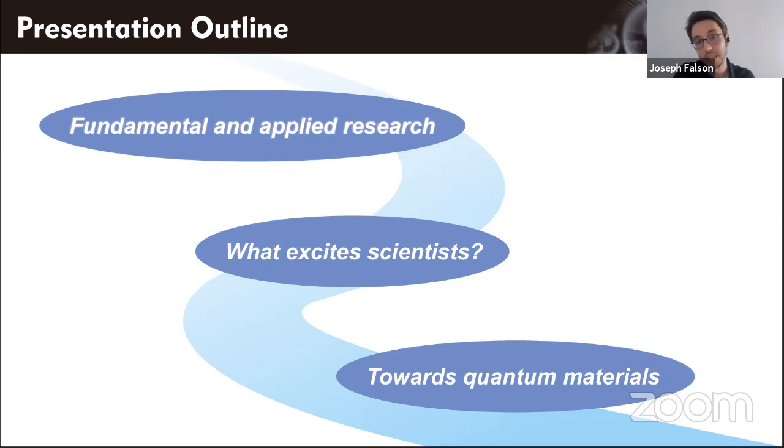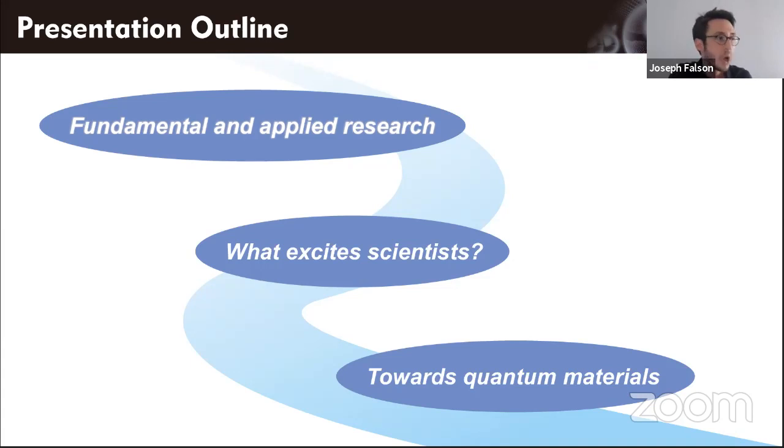When it comes to the latter facet, at least, you really need to find your way in and find a field of research which is stimulating to you. And then that's going to lead me to my next point about what excites scientists, and this is particularly in the realm of fundamental research.